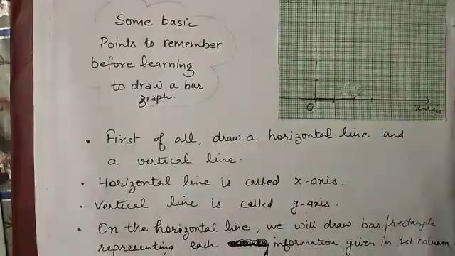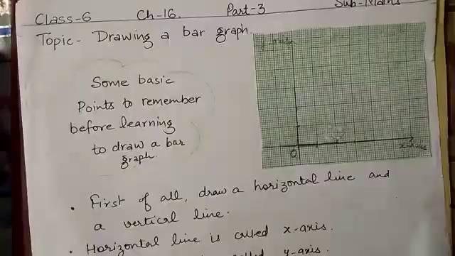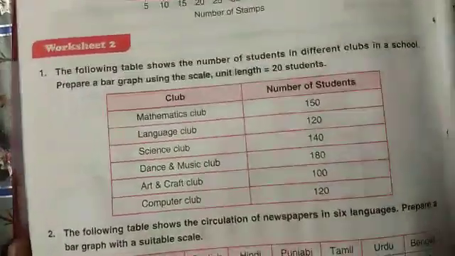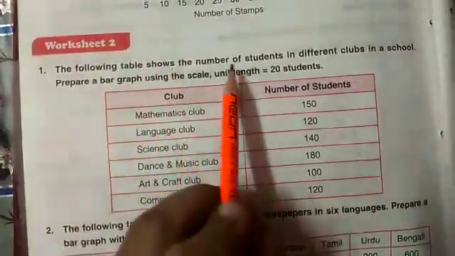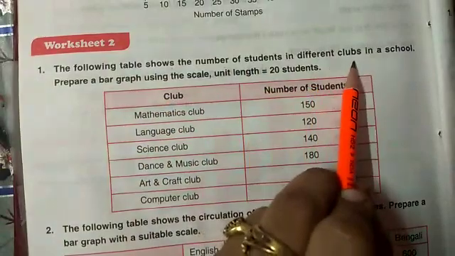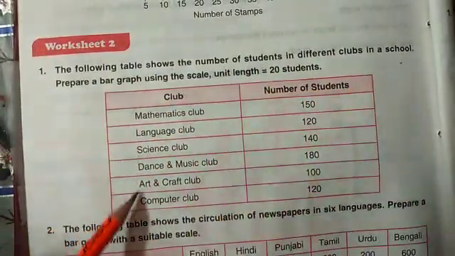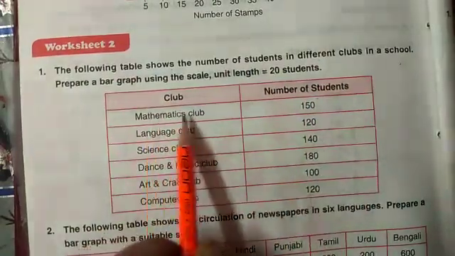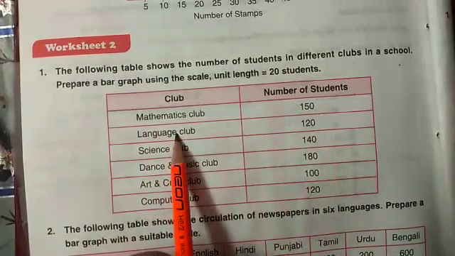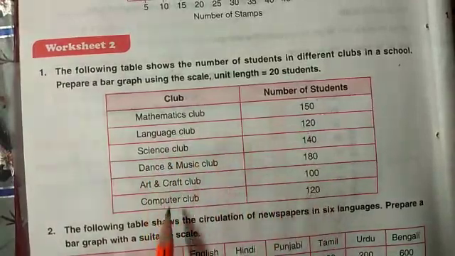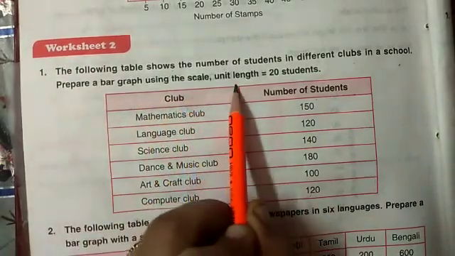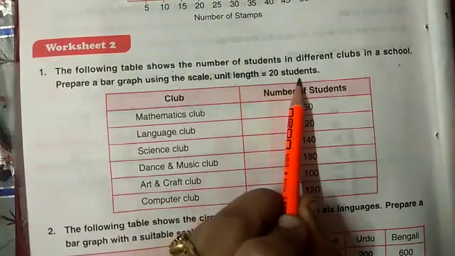Now let us understand this with the help of an example. I am showing you question number 1 of worksheet number 2. The following table shows the number of students in different clubs in a school. These are the names of the clubs and these are the number of students. That is, in the mathematics club 150 students, language club 120 and so on. Now we are to prepare a bar graph using the scale of unit length equal to 20 students.